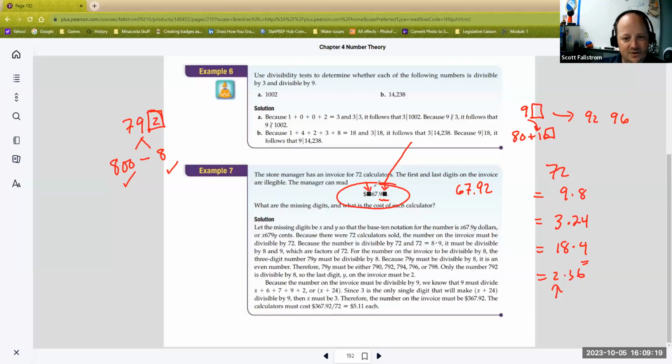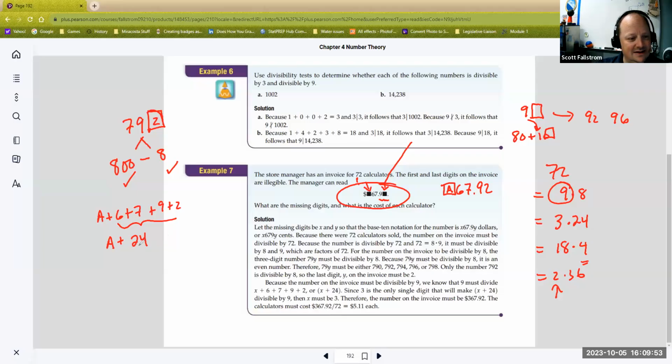And the first digit up here, I don't know what that is yet, but I do know the number has to be divisible by 9. So if I add all the digits up, and I put a little symbol in here for capital A, then A plus 6 plus 7 plus 9 plus 2 has to be divisible by 9. Let me add everything up. 9 plus 2 is 11. 11 plus 13 is 24. So I have 24 plus A, and it has to be divisible by 9.